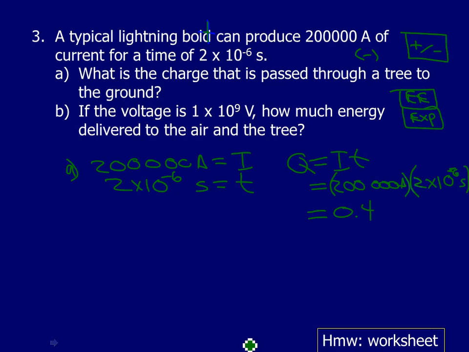In a moment, I'll help you find it. Let's keep going. What's the unit? What did we just find? Coulombs. Now we've got Q. Now we can move on to the next question. There's B right there. If the voltage of the lightning strike is 1 times 10 to the 9 volts, how much energy was delivered to the air in the tree as it busted through?